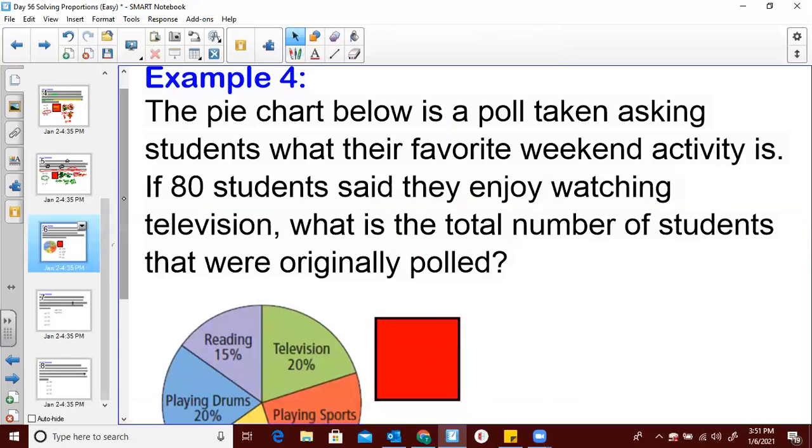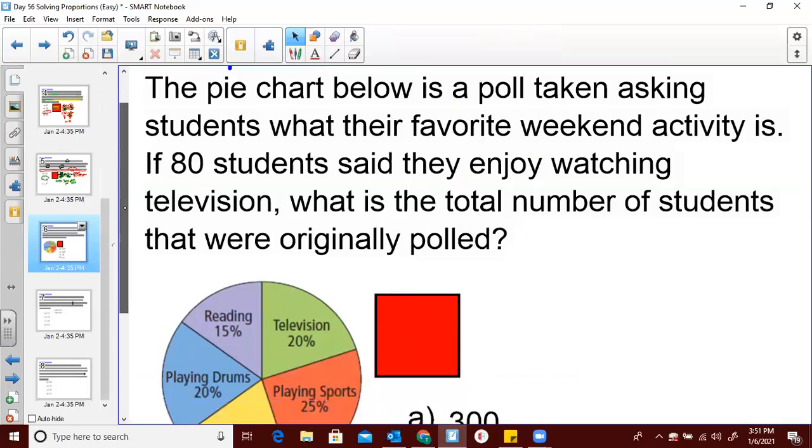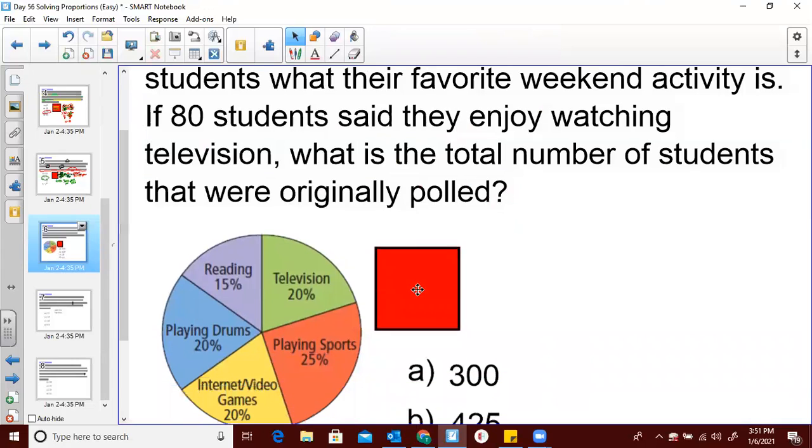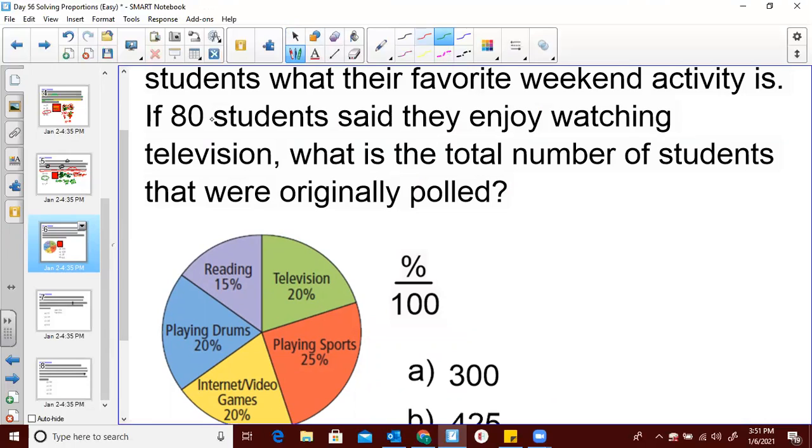All right, this pie chart below is a poll taken asking students what their favorite activity is. 80 students said they enjoy watching television. What is the total number of students that were originally polled? So you might look at this and be like, oh no, they only give us one piece of information in this whole word problem. But they give us this wonderful pie chart that's going to help us out with everything else.